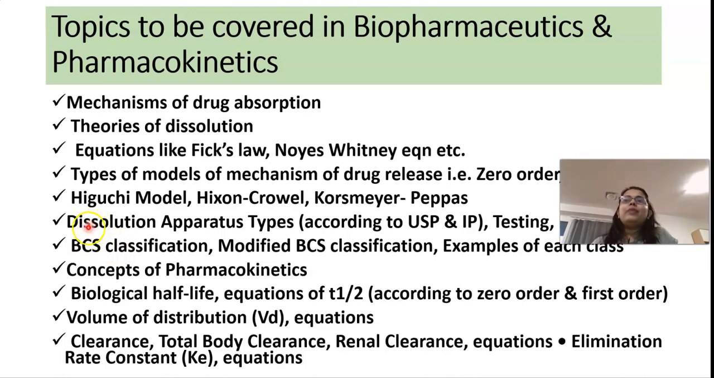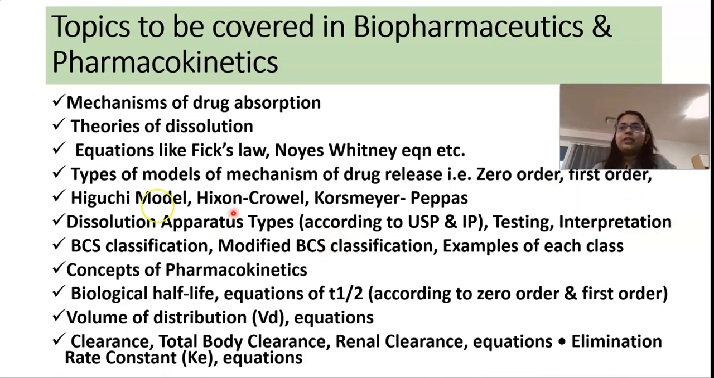Followed by that, dissolution apparatus. You know there are 7 types: type 1, type 2, type 3, up to type 7. So you have to remember, as per IP and as per USP, what the dissolution apparatus types are. Testing and interpretation are also there. Then BCS classification, modified BCS classification, and examples of each class. You know, BCS classification is very important. You have to remember the modification of the BCS classification also.